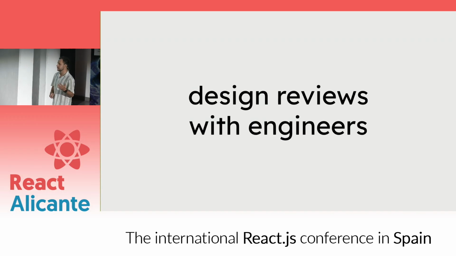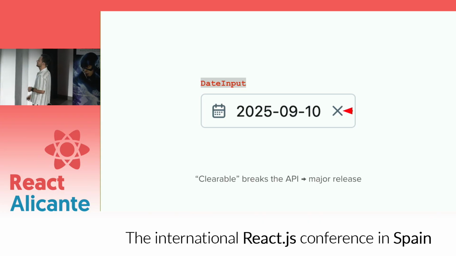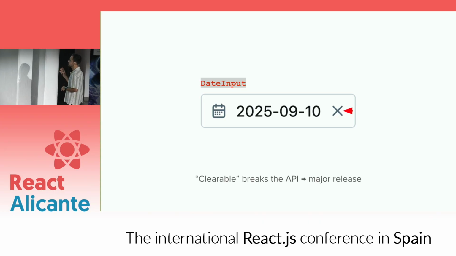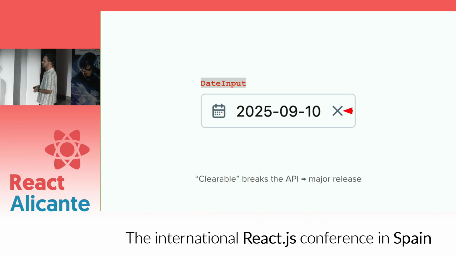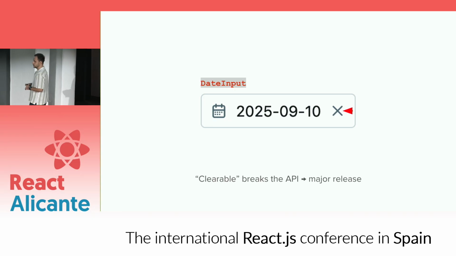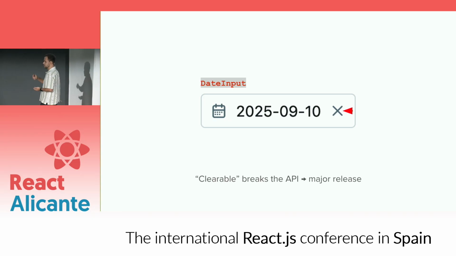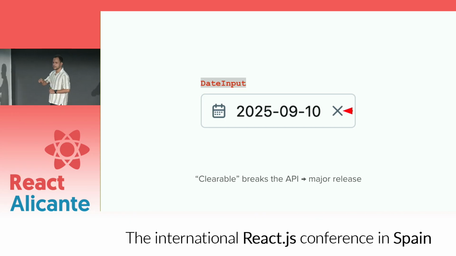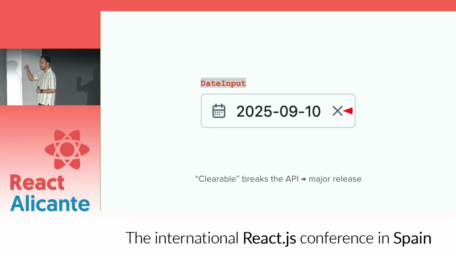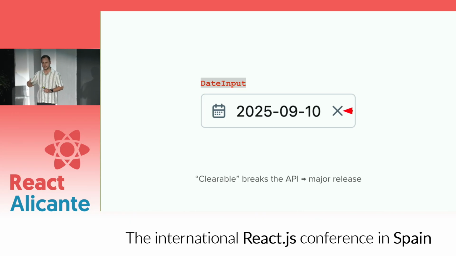But then there were many situations like this, for example. They wanted to introduce the clearable functionality to the data input, and they needed this ASAP. And we were like, sure, we can do this, but you should be aware that this is going to break the API, which means it's going to qualify for the major release, which means it's not going to happen for another month, period, right?